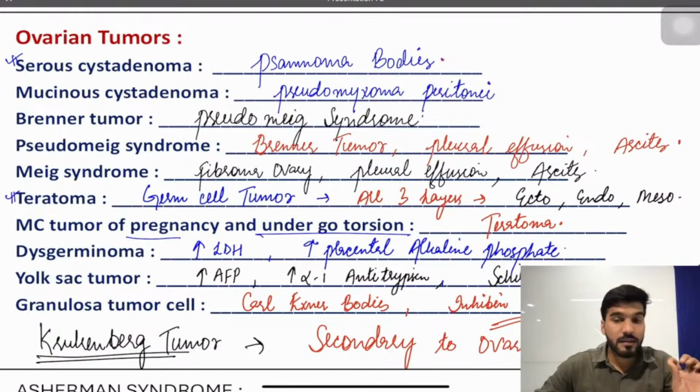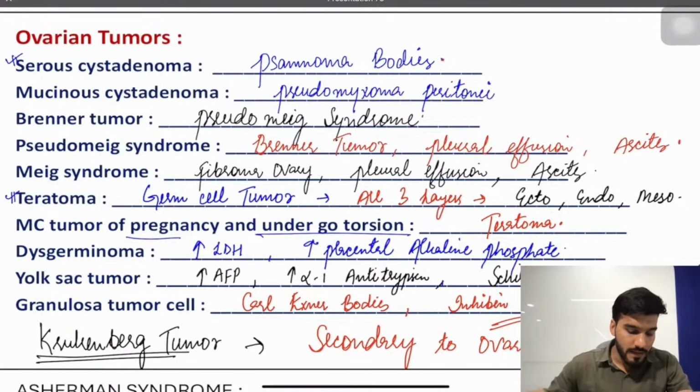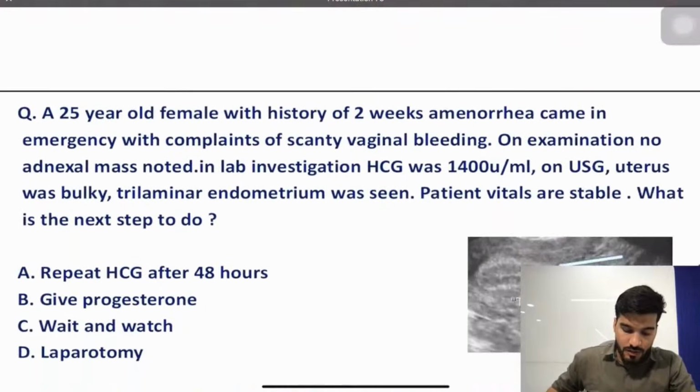If they mention that the cancer is coming from the stomach, or signet ring cells are present, or that it has metastasized from the breast, then you mark Krukenberg's tumor. Is that clear? Yes. Now the next one is Asherman syndrome.